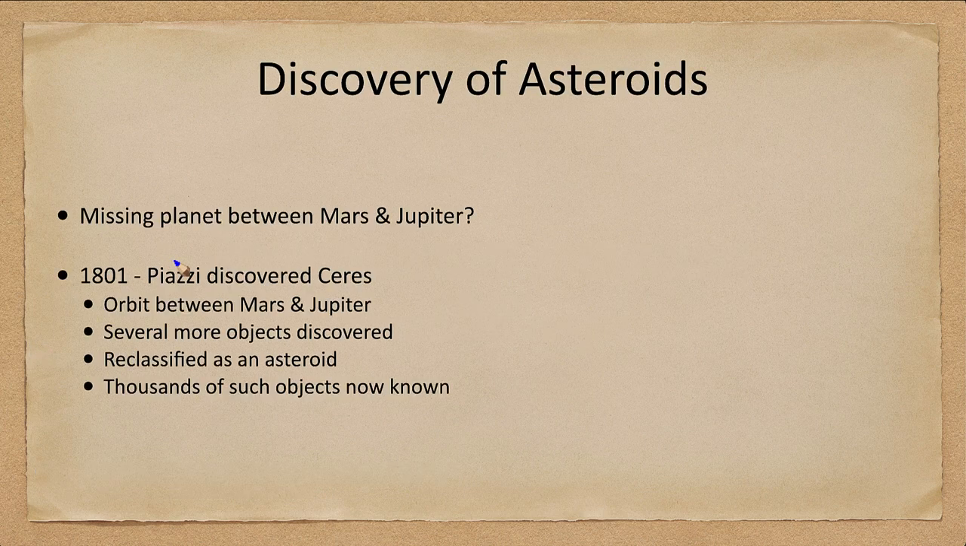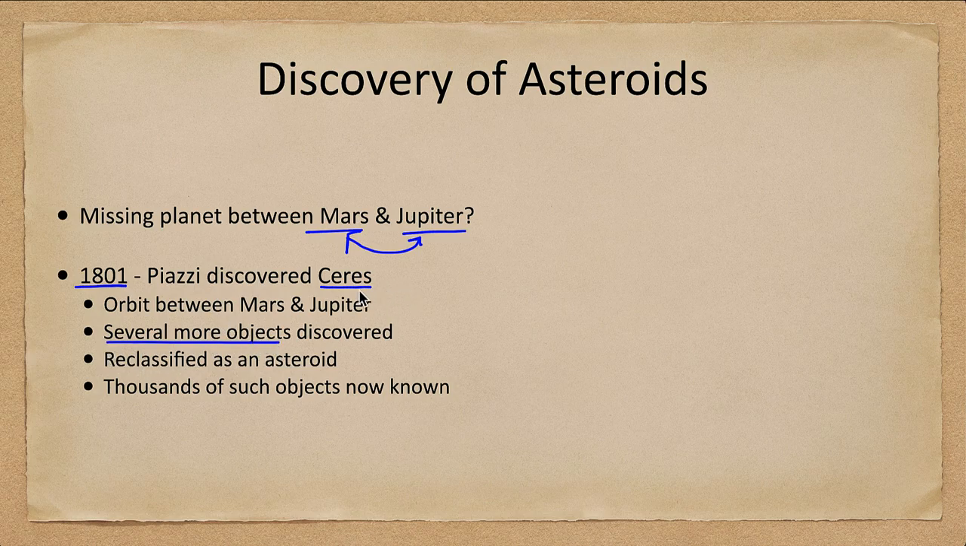Well, it was thought, because of the spacing, that there might be a missing planet between Mars and Jupiter. There was a large gap there relative to what we saw elsewhere, and there seemed to be various numerical patterns that fit. So people searched that area, and in 1801, Piazzi discovered Ceres in this location in between Mars and Jupiter. After that, several more objects were discovered.